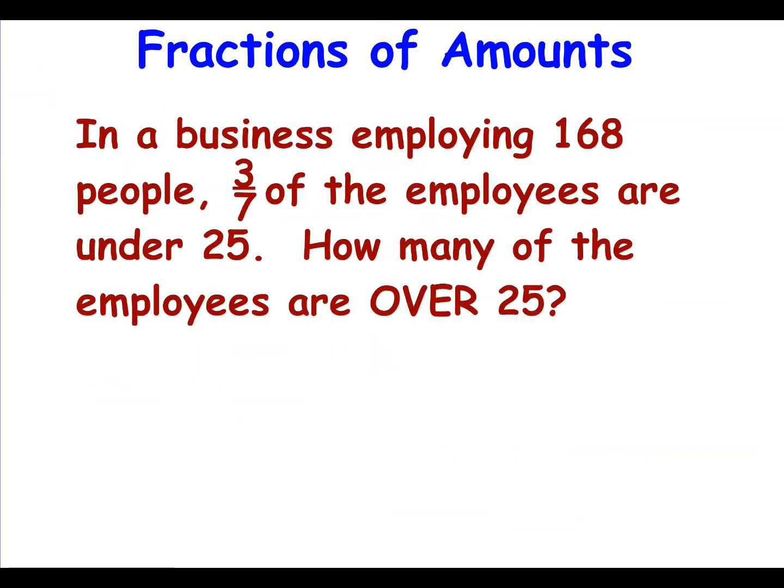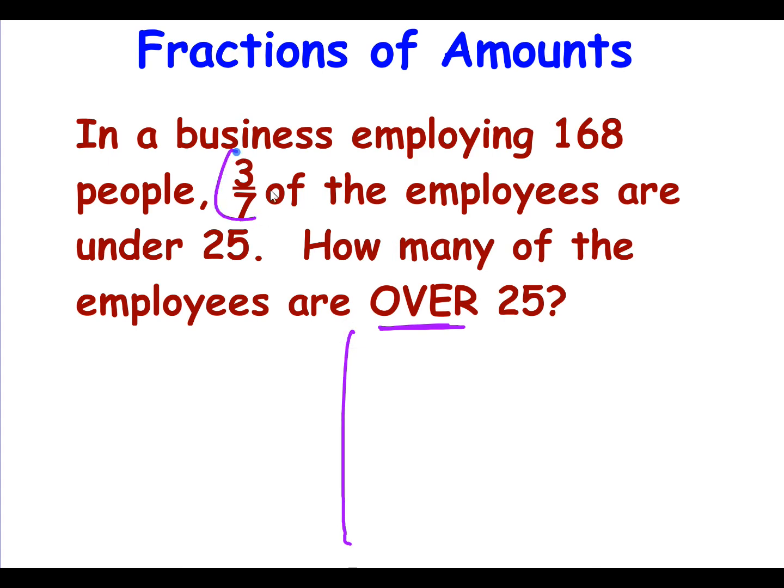Now these are really common, that's why we're doing several examples in the video. So in a business employing 168 people, 3/7 of the employees are under 25. How many of the employees are over 25? And you get this a lot in functional skills, where they'll give you the information for one thing, but they want the answer to another. And there's several ways to do this. Let's have a look at both of the ways.